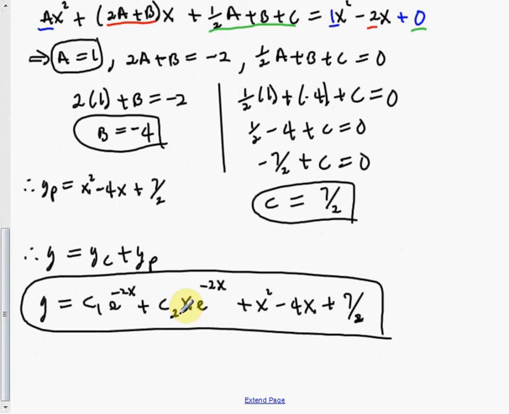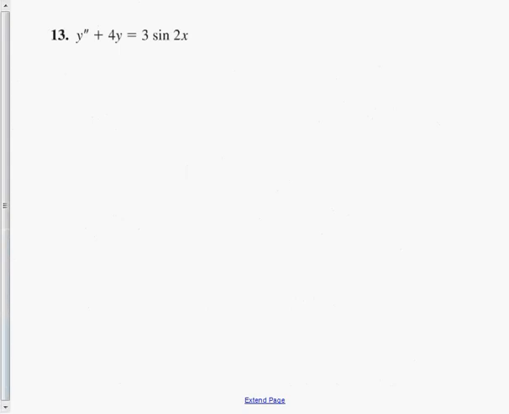Let's see. Let's look at number 13. This will be the last problem that I'll work today, and then I'll talk about the test for Wednesday. Okay.